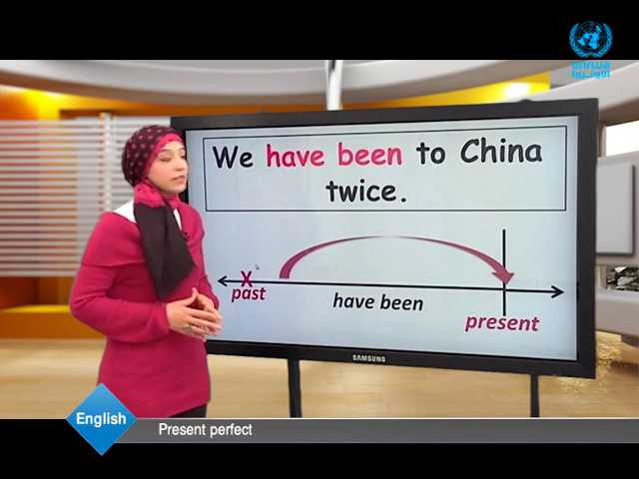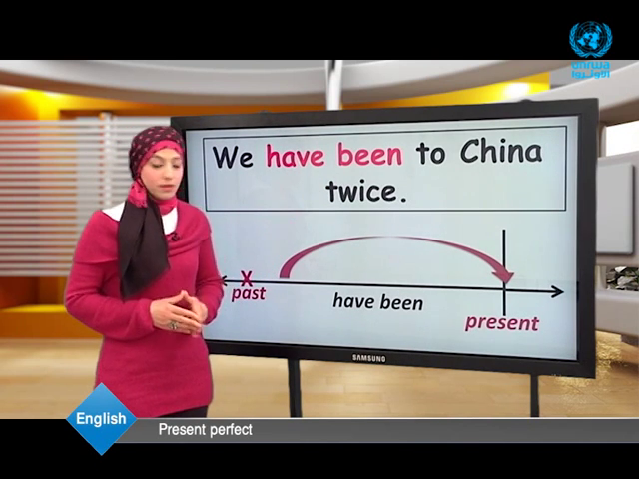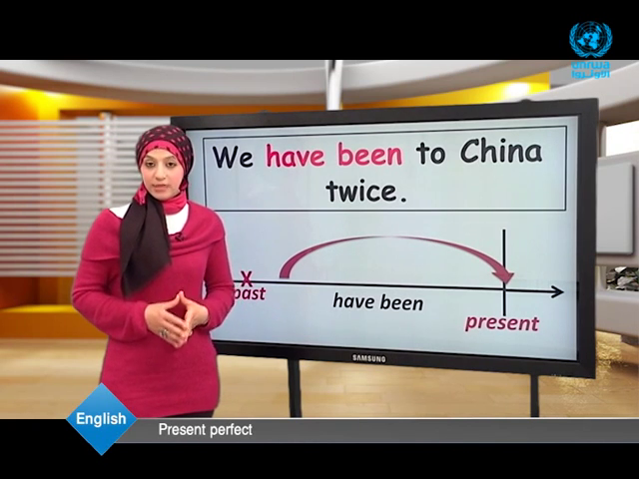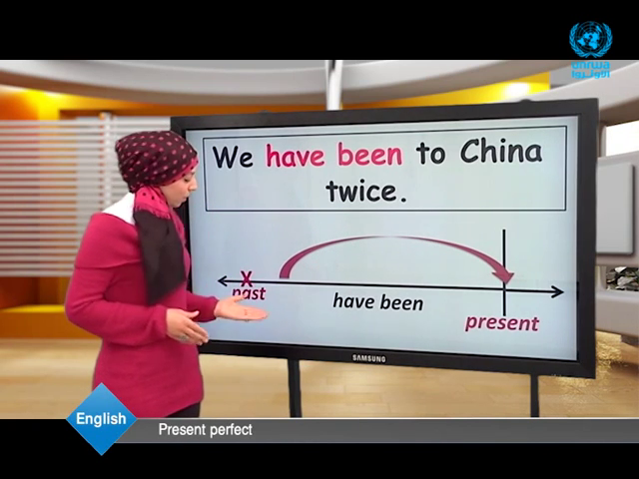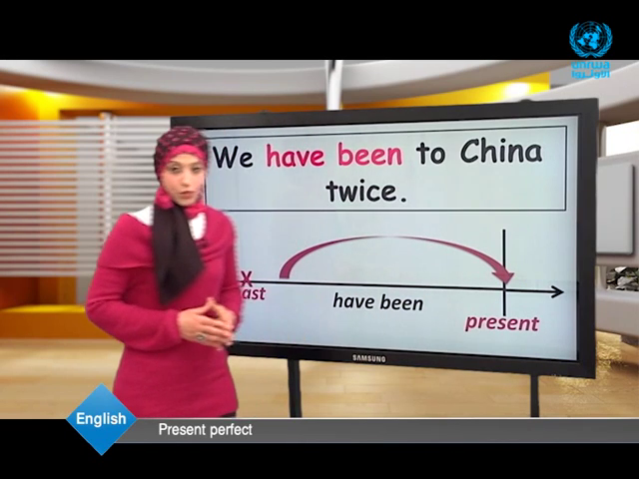Now, let's read this sentence together. We have been to China twice. Again, we have been to China twice. Let's have a closer look at this sentence through the timeline. Look at the timeline. This shows the past, and this shows the present or now, and that shows the future.